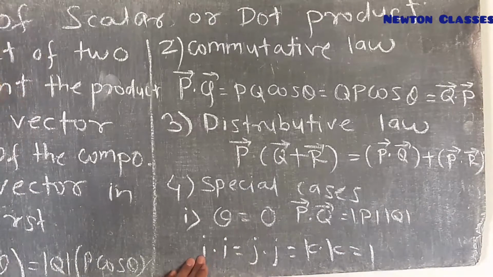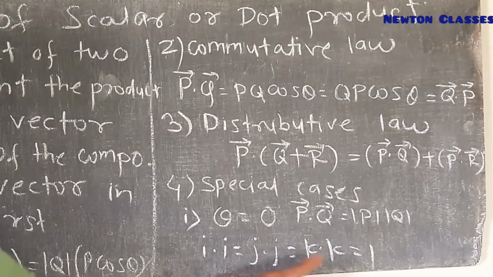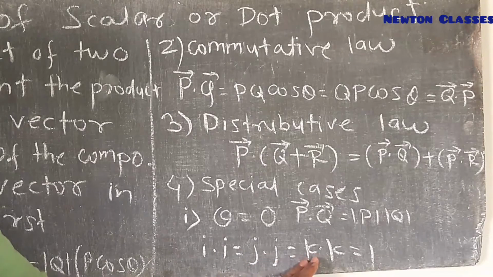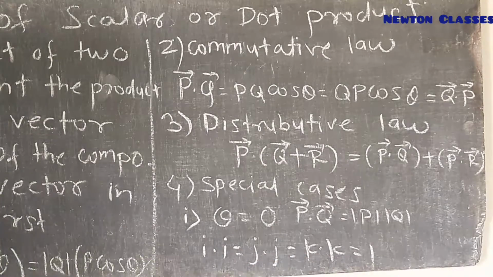Here let's consider i, j and k. These three vectors are unit vectors and their magnitudes are 1, and they are parallel to each other. Therefore i dot i, j dot j and k dot k are equal to 1.